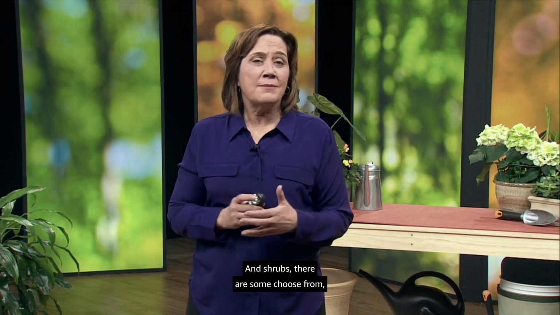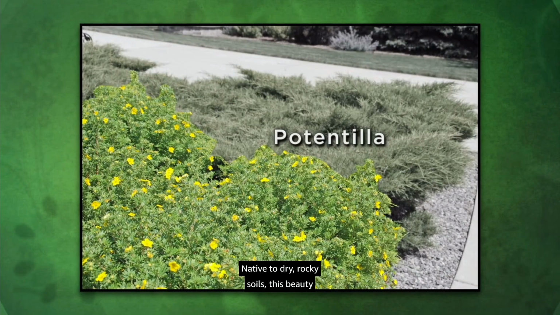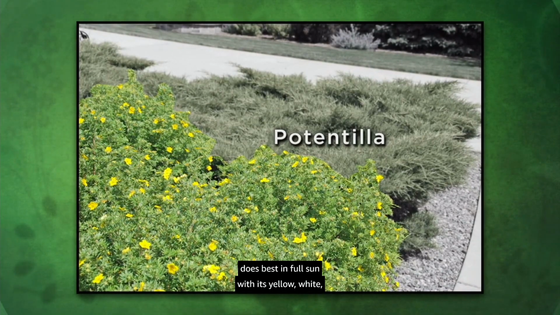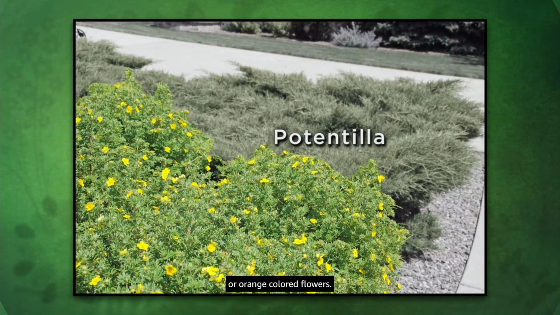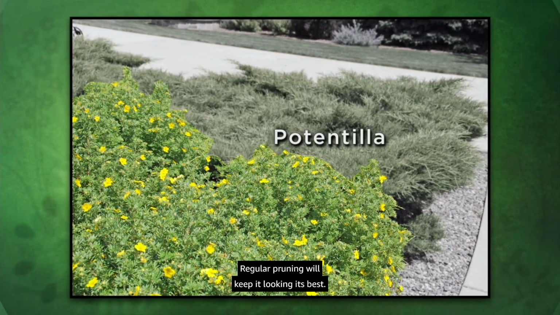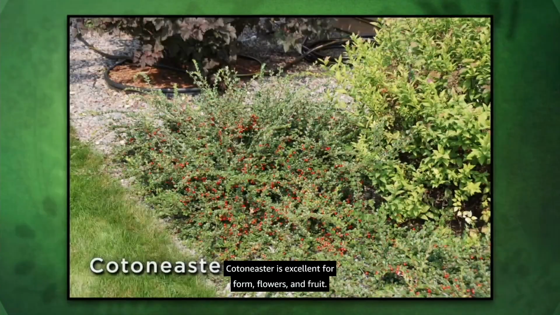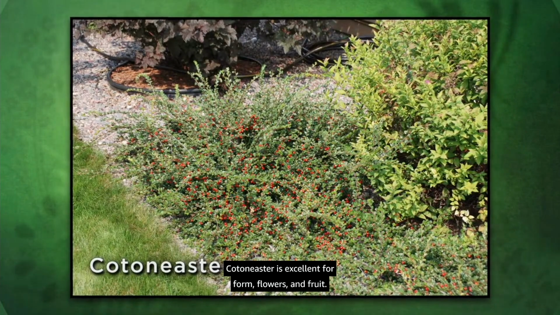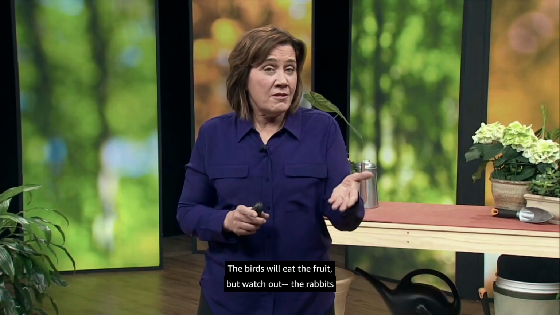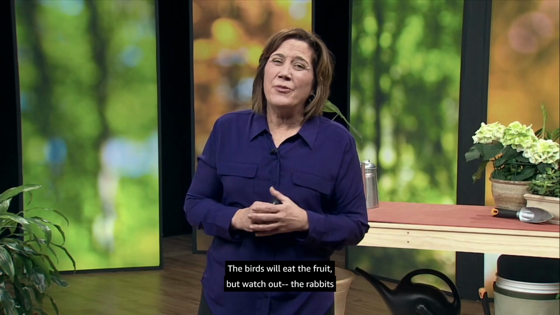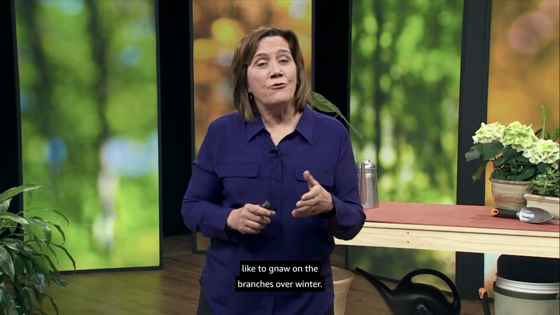And shrubs, there are some to choose from, including potentilla, native to dry, rocky soils. This beauty does best in full sun with its yellow, white, or orange-colored flowers. Regular pruning will keep it looking its best. Cotoneaster is excellent for form, flowers, and fruit. The birds will eat the fruit, but watch out, the rabbits like to gnaw on the branches over winter.